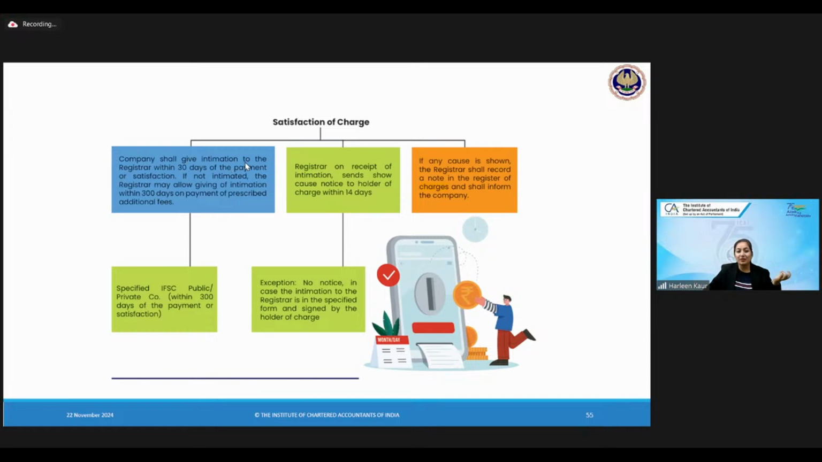So the company will give intimation within 30 days on the payment of the fees, otherwise within 270 days on the additional fees. For a public company or private company, within 300 days on the payment. Exception: no notice shall be given in case of the specified form signed by the charge holder. Now, what does it mean?